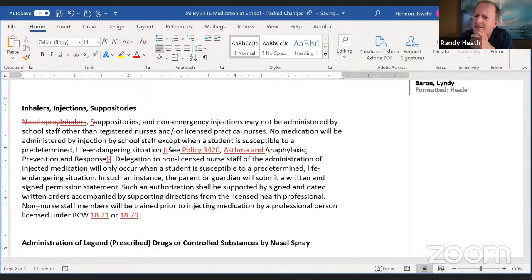Yes, I believe this is in line with WASDA policy. Okay. And then honestly, it should have been taken out back in 2018 when we last made this revision, and it somehow was missed.